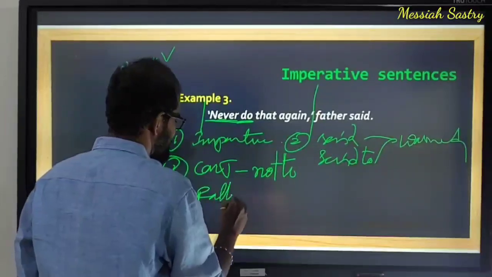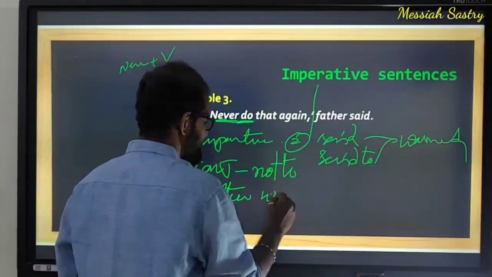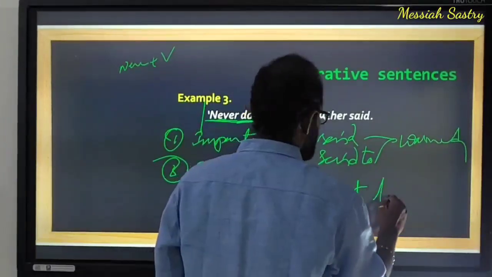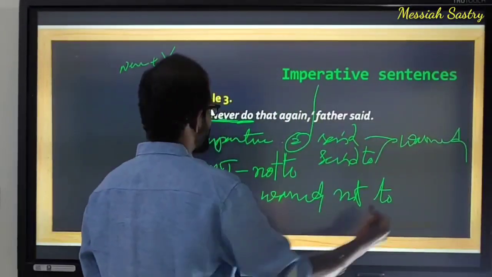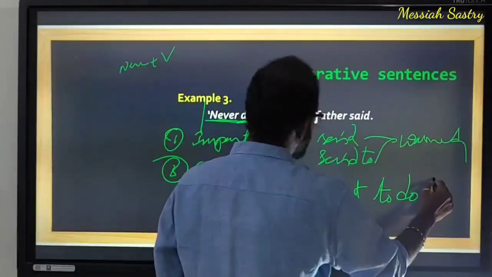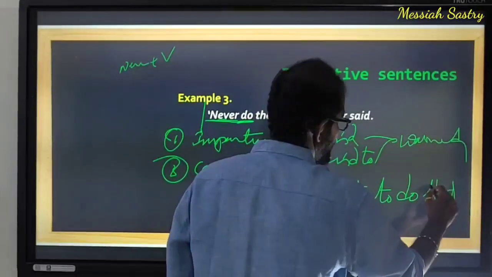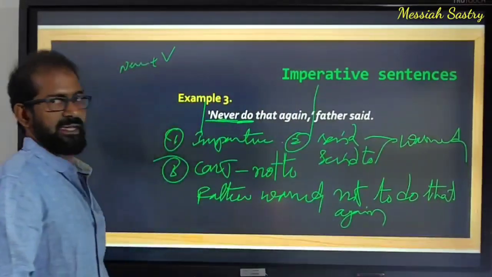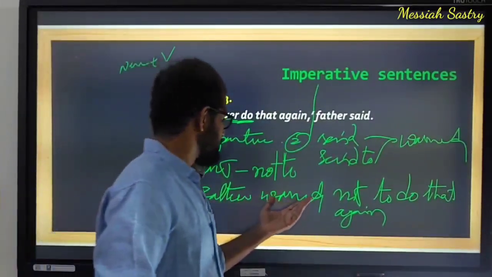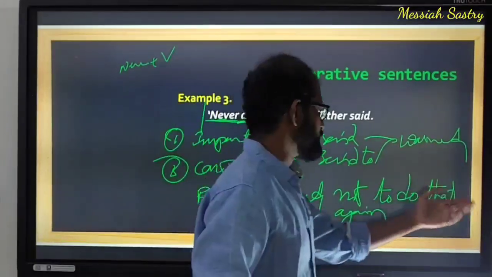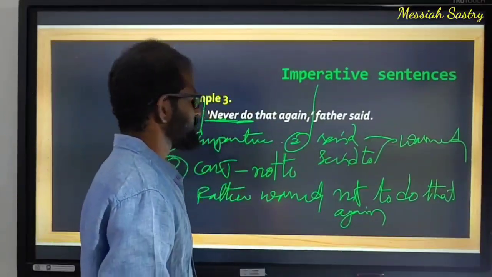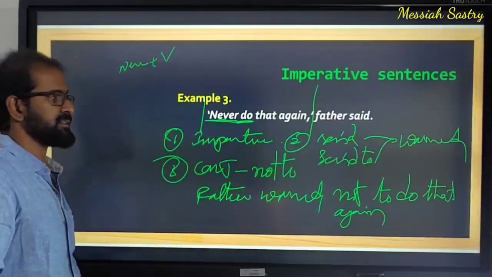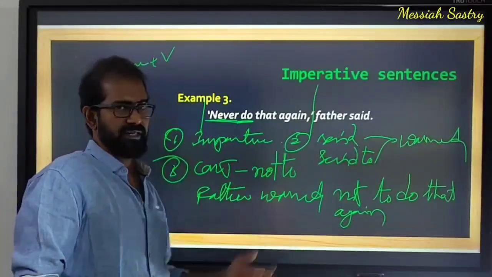Father warned not to do that again. Father warned not to do that again. This is how we change imperative sentences from direct to indirect speech.